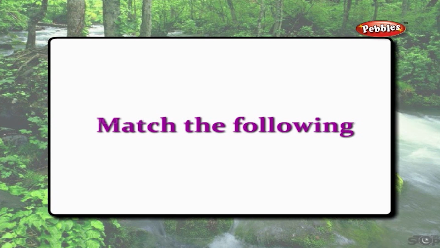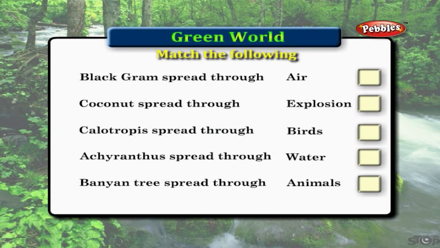Match the following. Black gram spread through explosion. Coconut spread through water. Calotropis spread through air. Acaranthus spread through animals. Banyan tree spread through birds.